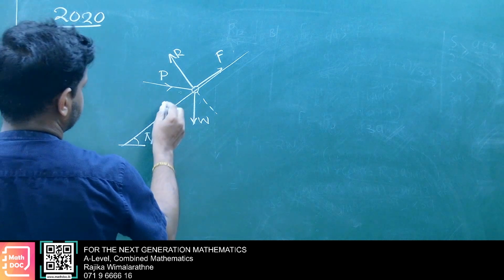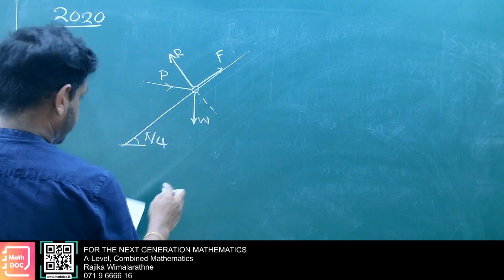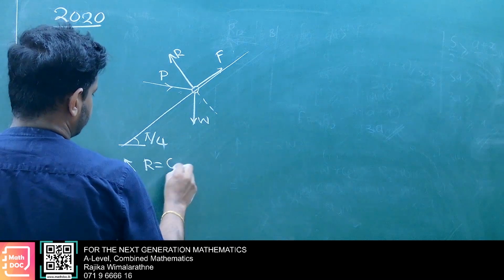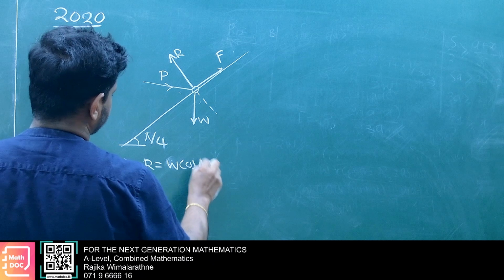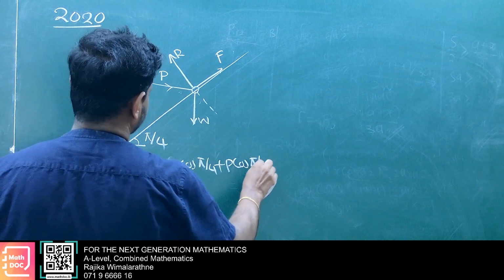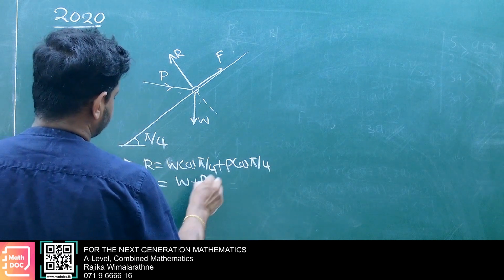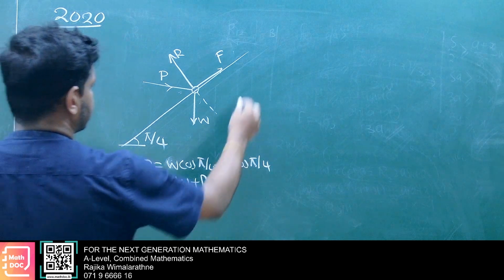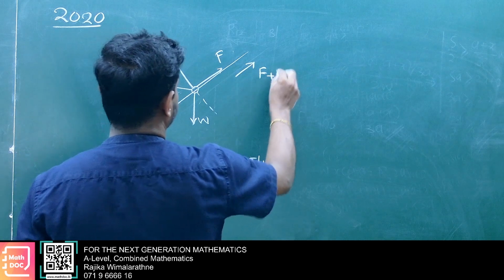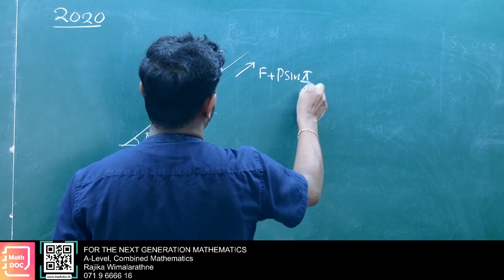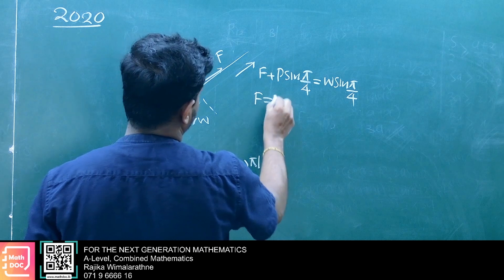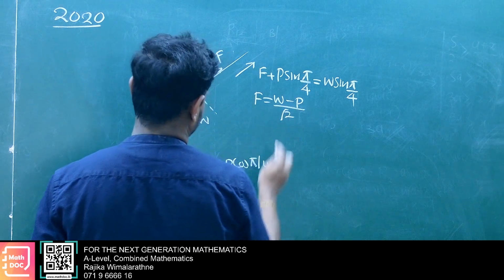resolve perpendicular to the plane R, W cos pi over 4 plus P cos pi over 4. W plus P over root 2. Then along the surface, F plus P sin pi over 4 equal W sin pi over 4. W minus P over root 2.